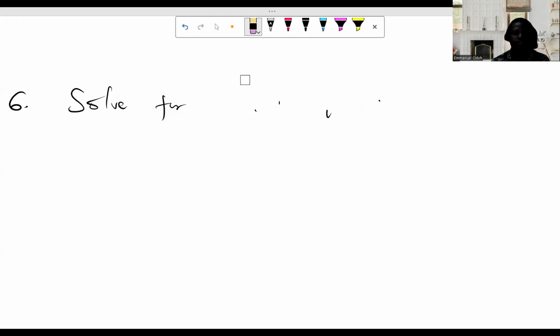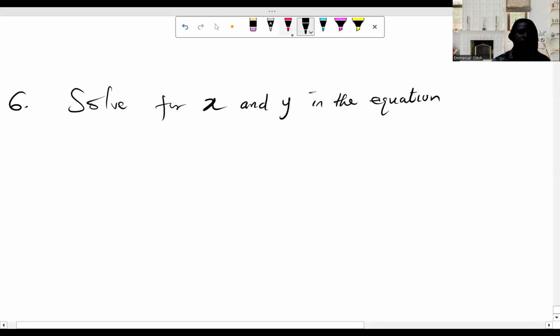So yes, it's this one. Solve for x and y in the equation 2 to the power of x plus 3 to the power of y is equal to 9, and also 2 to the power of x plus 2 minus 3 to the power of y plus 1 is equal to 8.